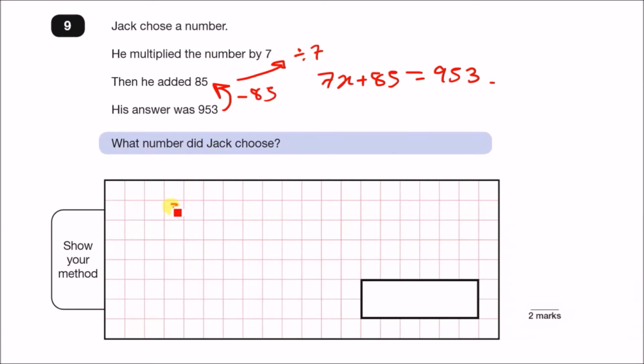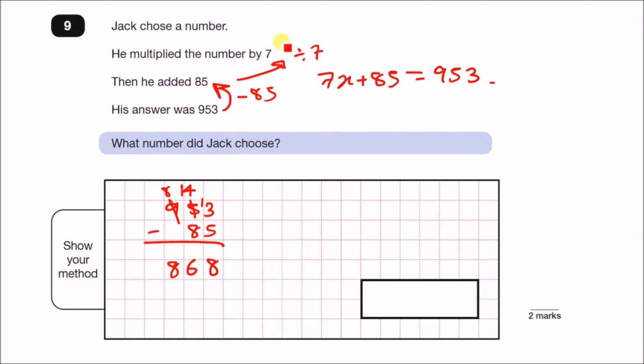So let's do it. 953, take away 85. Doing this step by step, 3 can't take away 5 because it's too small. So borrow from this neighbor, the 5. Take 1 out, so it becomes a 4. And then give the 1 to 3, so it becomes 13. 13 minus 5 is 8. And 4 take away 8 you can't do, so borrow from the 9. That becomes an 8 and give him the 1. So 14 take away 8 is 6. 8 take away nothing is 8. So it looks good so far.